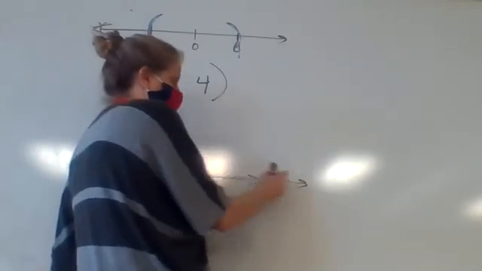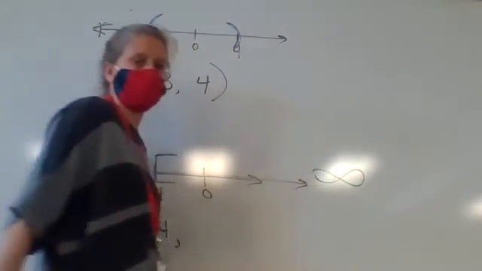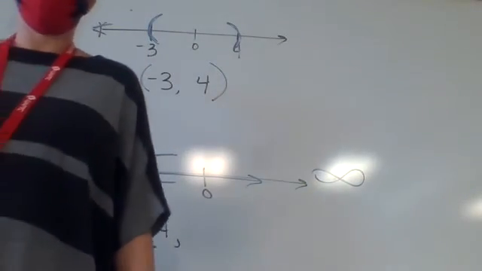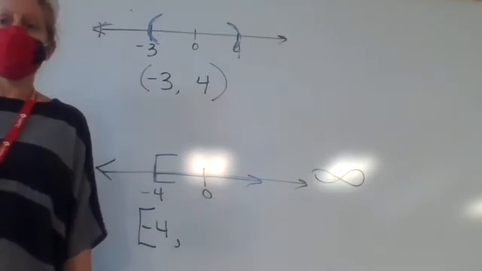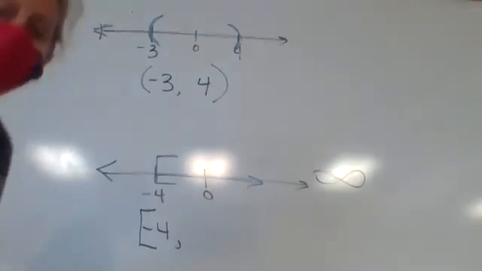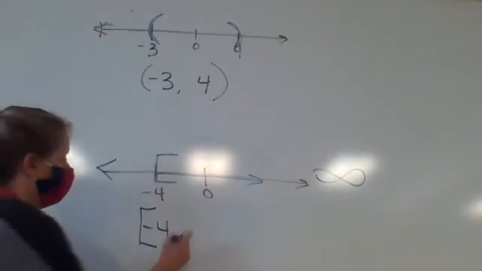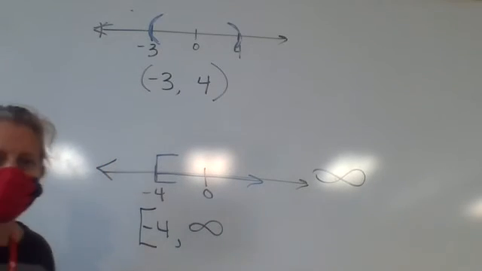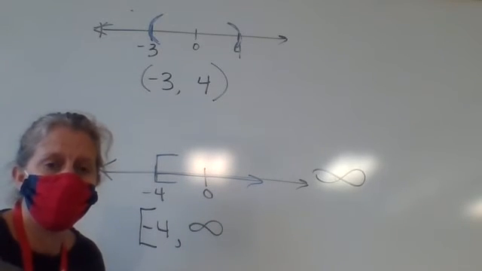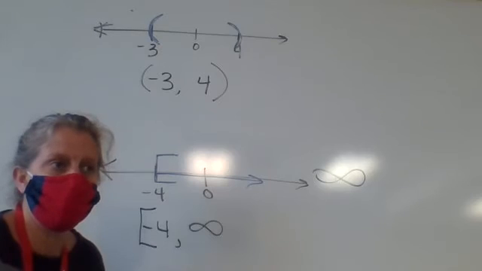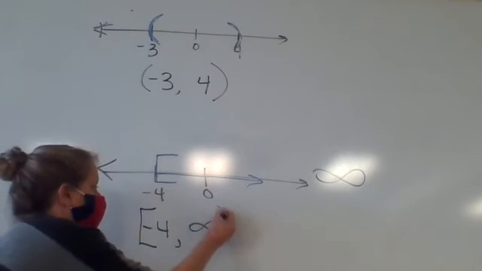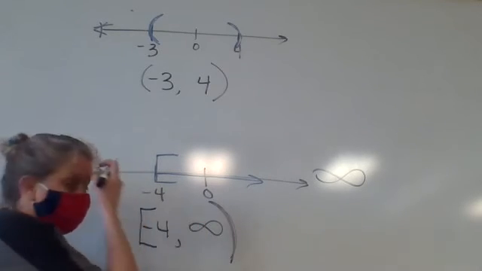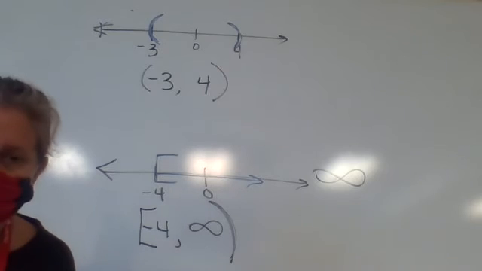What does this arrow mean? That is going to infinity. That arrow means it doesn't stop at a number. It just keeps on going. So I have infinity, parentheses inside. And what goes around an infinity always? A bracket or a parenthesis? Always parentheses. That's right. Every time.